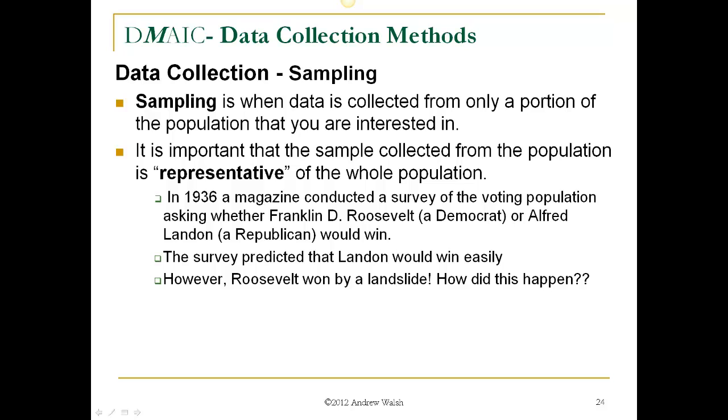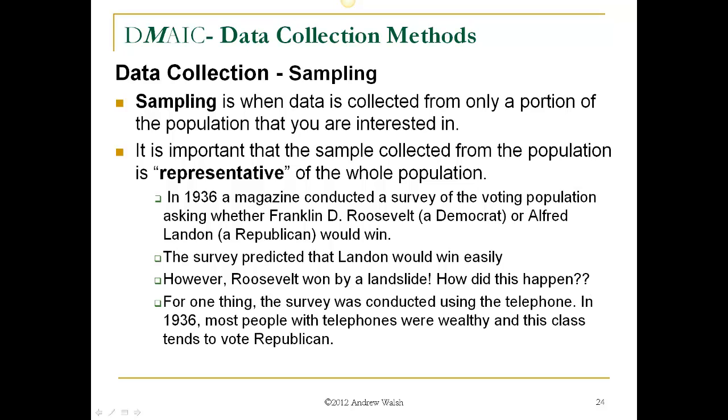So how did that happen? Well, for one thing, the survey was conducted using the telephone. In 1936, most people with telephones were quite wealthy, and most people didn't have them. And this class tends to always vote Republican. So they sampled from the wrong population.